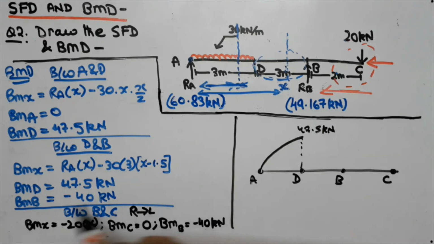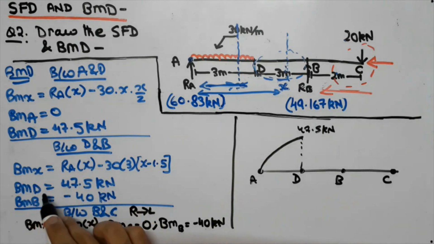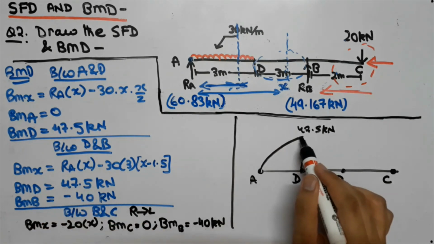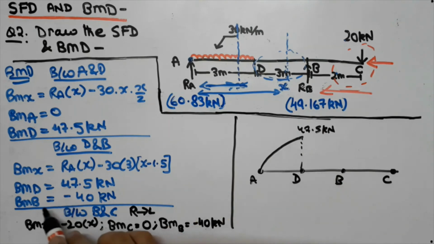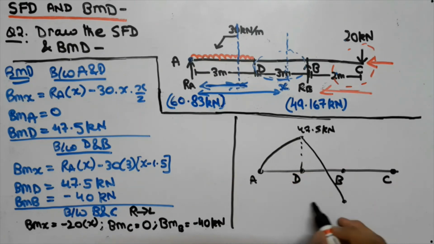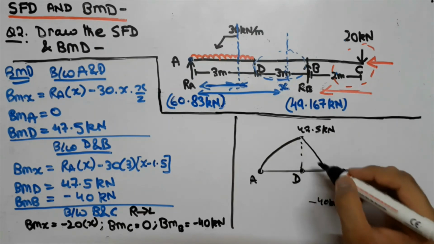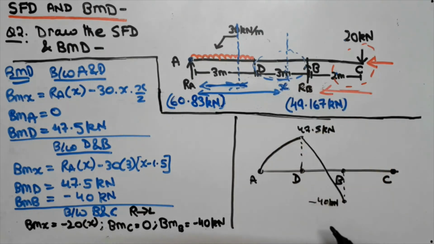And similarly we can see that in the second part between D and B, bending moment at D has again come out to be 47.5 kilonewton. So this part will remain over here. And similarly we found out BMB to be minus 40 kilonewton. So now we are going to take it linearly to the point of minus 40 kilonewton. We have drawn this to be linear as no load is applied at this point, that is between the parts D and B.